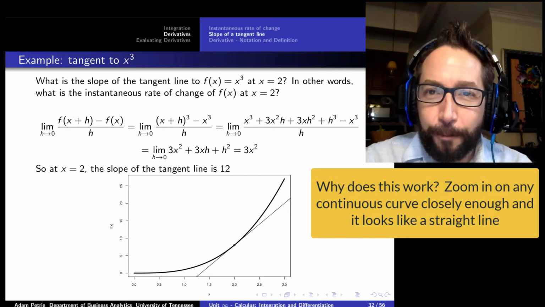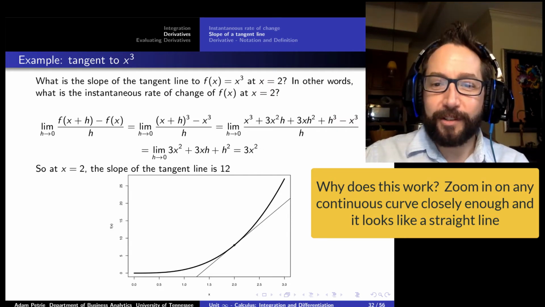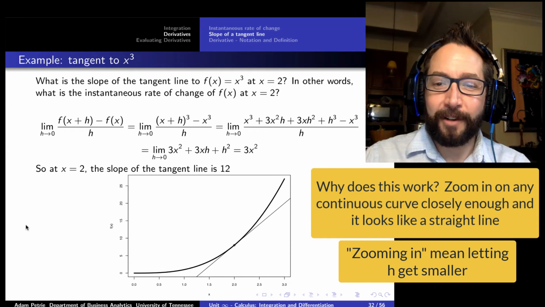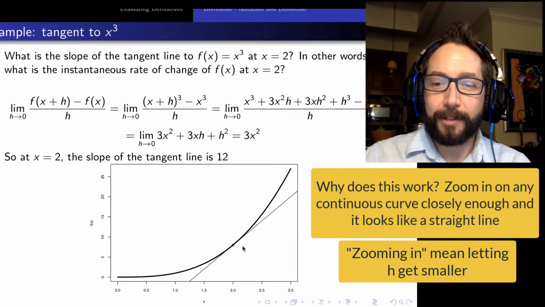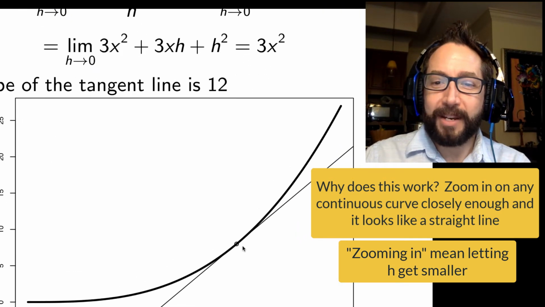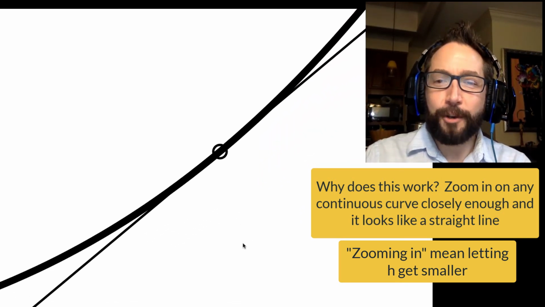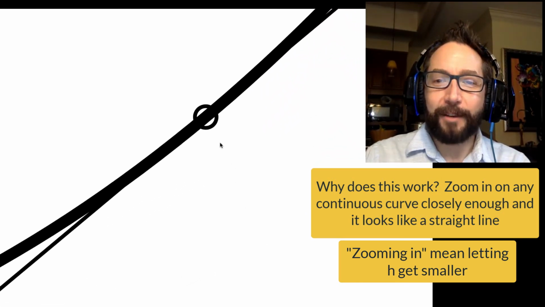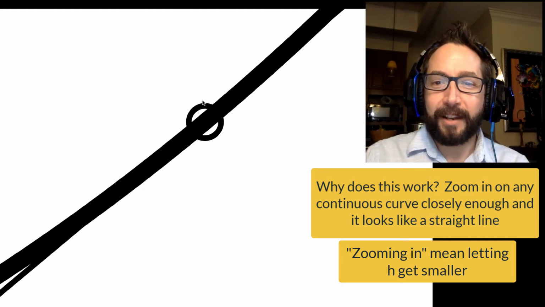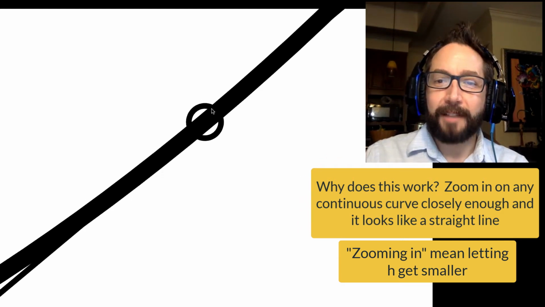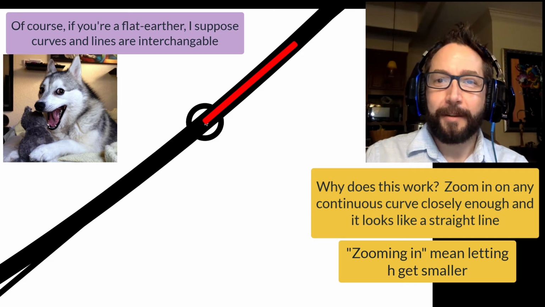So why does this formula work? Well, we're essentially zooming in in this case, considering smaller and smaller and smaller differences between x and that small little h where we're going. And if we zoom in close enough to a small value of x, it looks like, at least locally, this line is pretty straight.